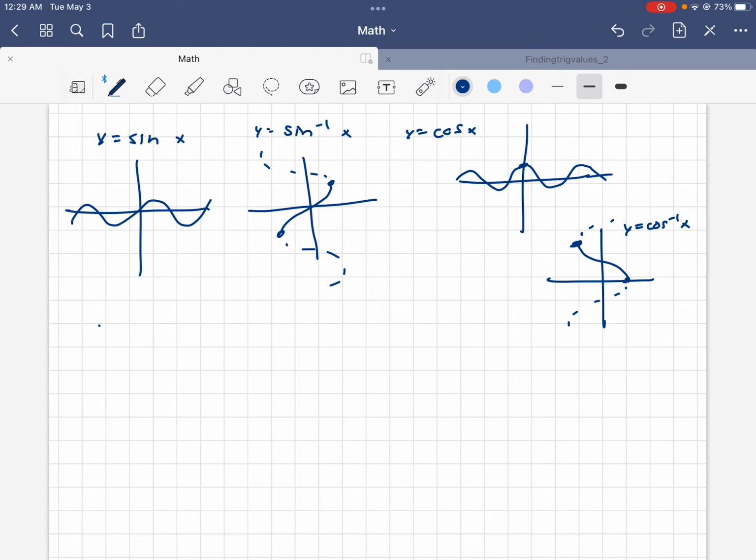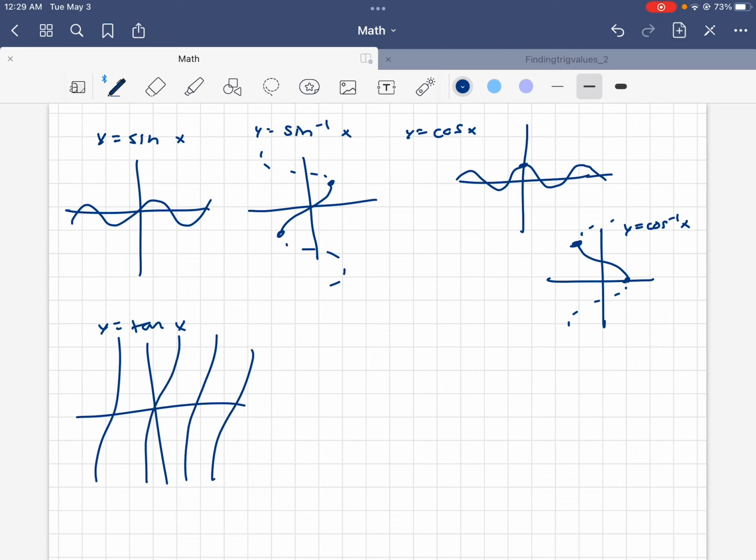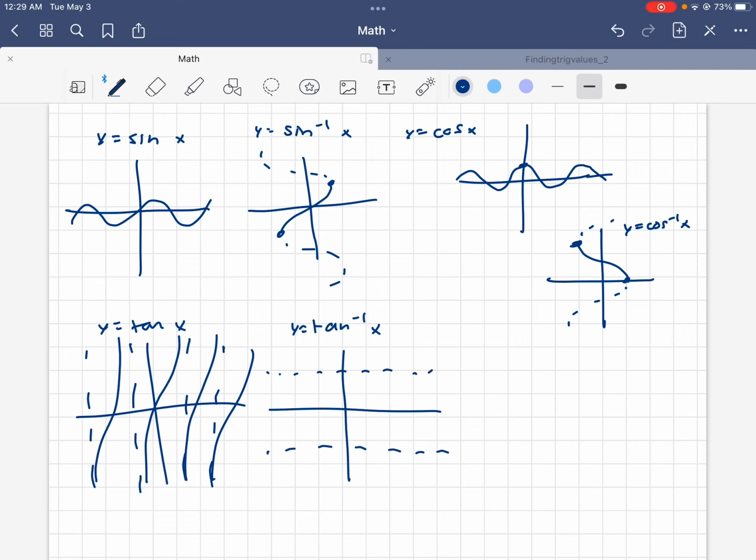Anyways, y equals tan x looks like these, going past the origin, with a bunch of asymptotes. And then you have tan inverse, which is reflected across as well, but tan inverse doesn't stop. It just keeps going.